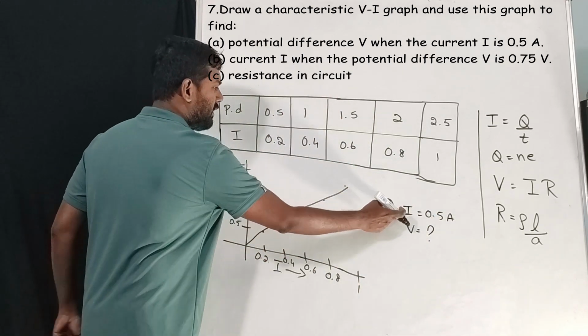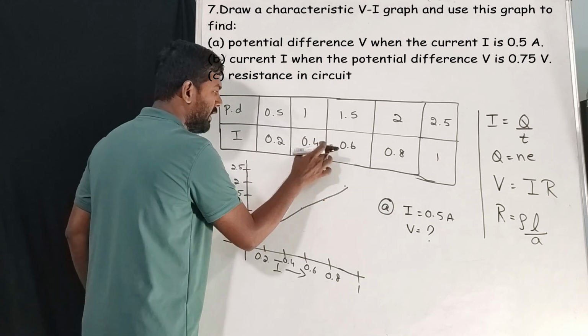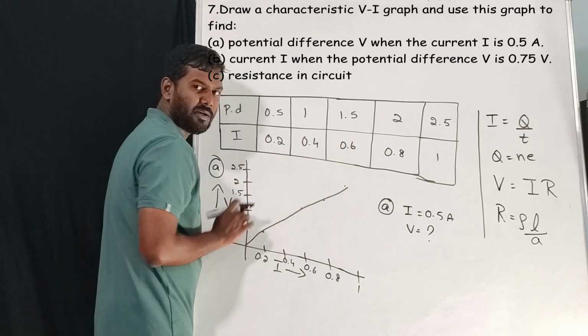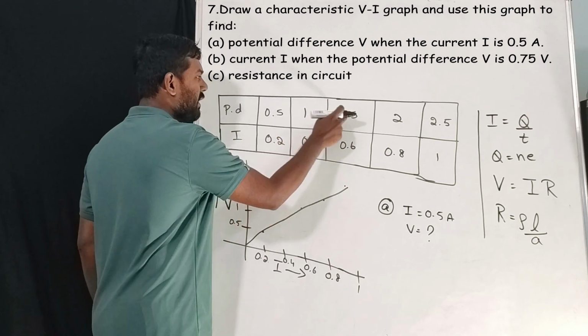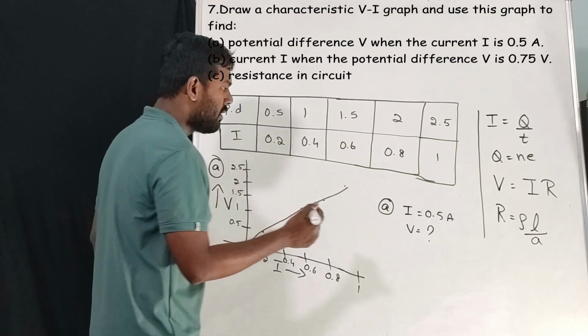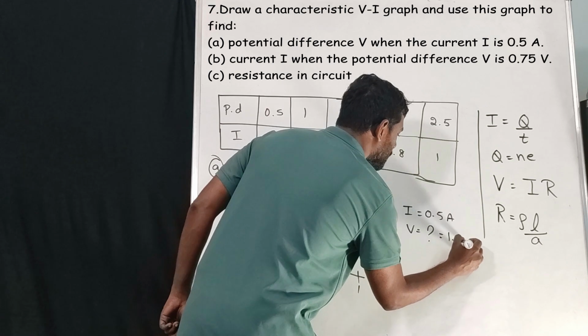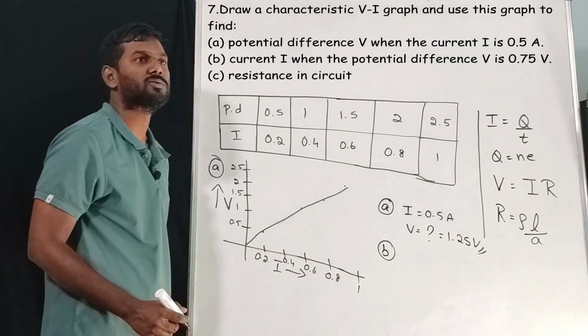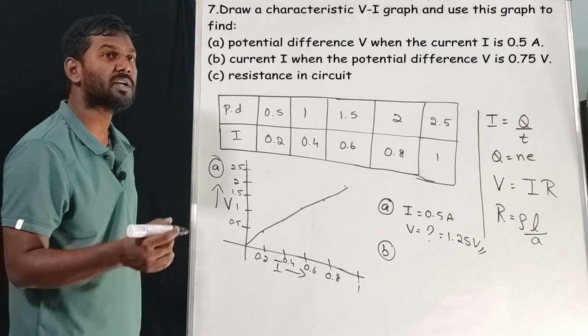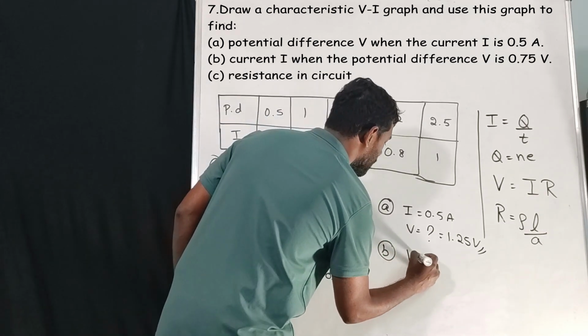See, when current is given as 0.5 amperes, we need to find voltage. Current 0.5 is between 0.4 and 0.6. Correct? So here take the middle value of these two, 1 and 1.5. What is the middle value? That is 1.25 volts. That's it.